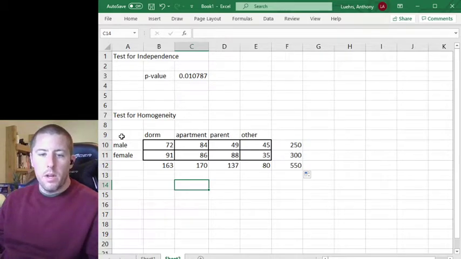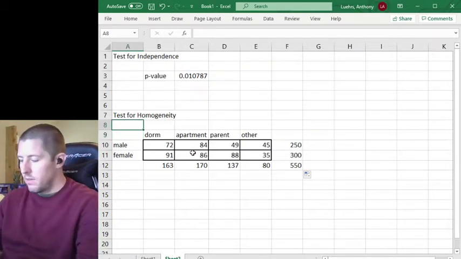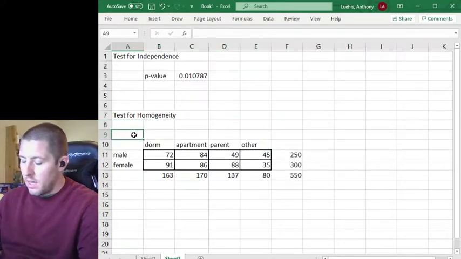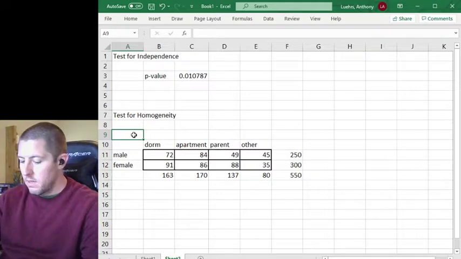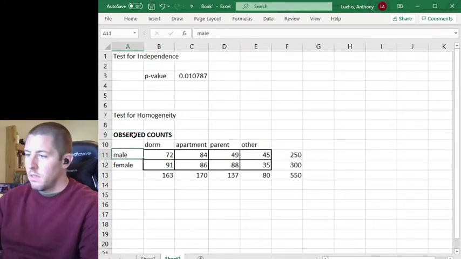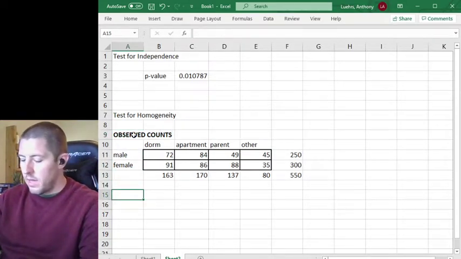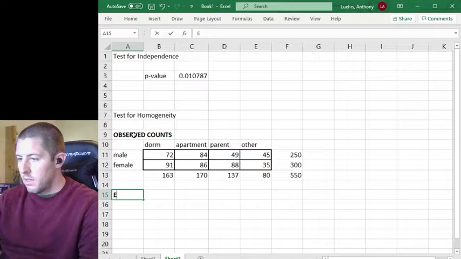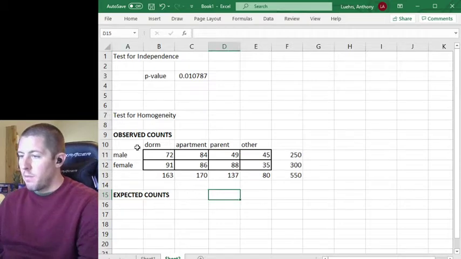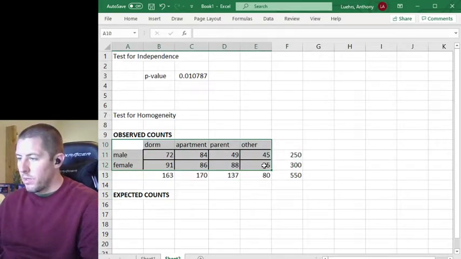So now here's what I should do. Let me go ahead and insert, and I'm going to say, this is our observed counts. Now down here, let's do a similar thing. Expected counts. All right. I am going to grab all this table, but we'll delete the information that's in it.